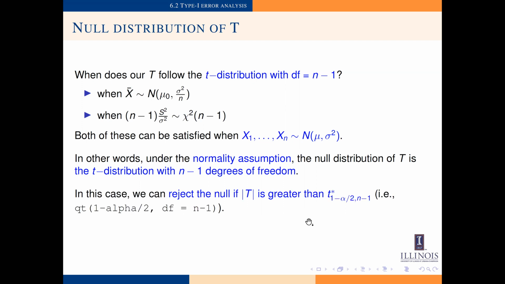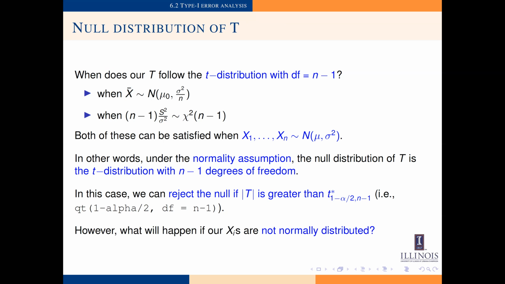So in this case, we can reject the null if our test statistic evaluated on our data, its absolute value, is greater than t star, 1 minus alpha divided by 2, comma, n minus 1. So this t star here denotes the critical value that we're going to use to decide whether we should reject or retain the null hypothesis. If the absolute value is greater than this t star, we reject the null. Otherwise, we accept the null. So this t star is the 1 minus alpha divided by 2 quantile of the t distribution with n minus 1 degrees of freedom. You can get this in R by doing qt. The probability is 1 minus alpha divided by 2, and the df is n minus 1.